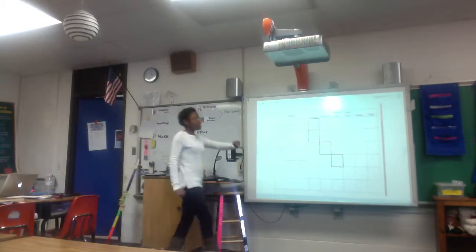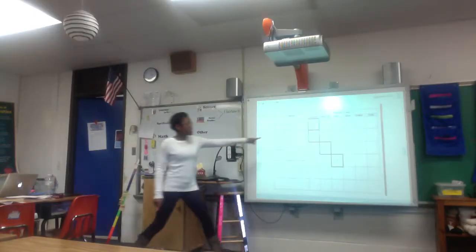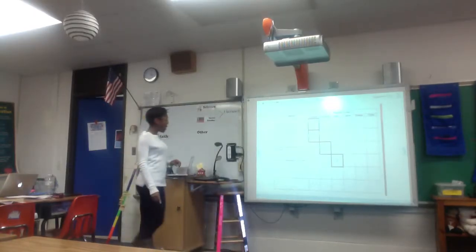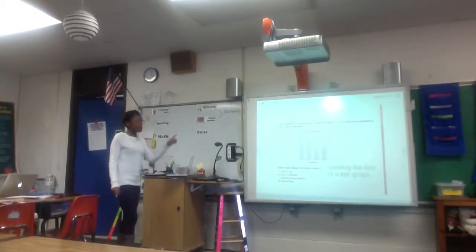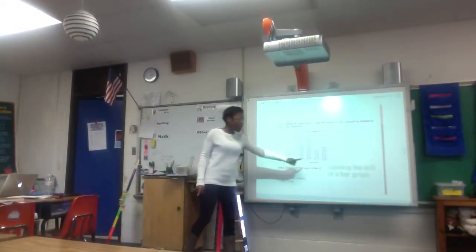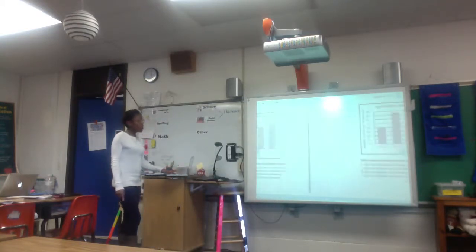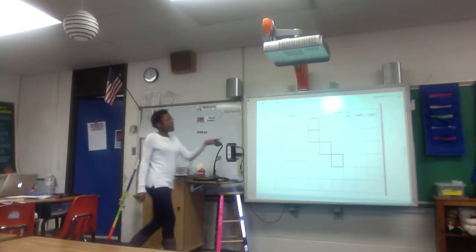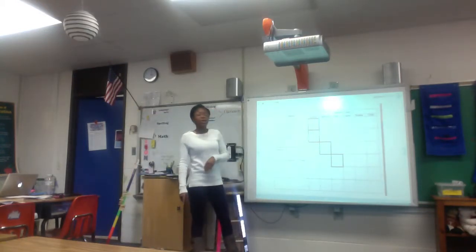So once we've gone through and looked at each one of our test questions, you're going to plot the number of the test question in the appropriate box. So for instance, I have a 3 here, label entitled the bar graph. Let's go back to question number 3. That question is asking me to label the bar graph. So that's why the number 3 gets placed in this box here. So you would do that for each and every question.